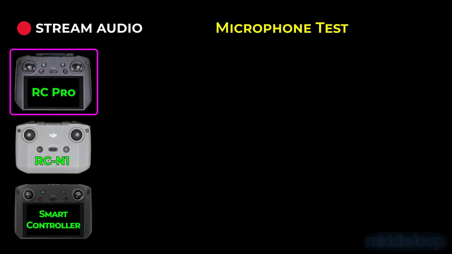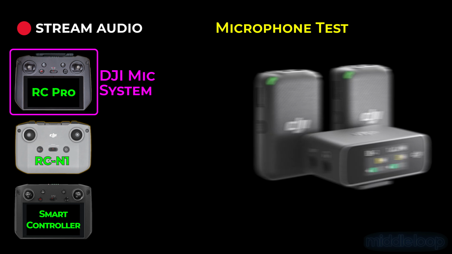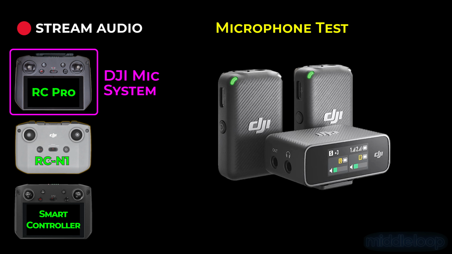We first tested the RC Pro. Now the RC Pro does not have an internal microphone, so we tested using the DJI mic system. At first, it was pretty distorted. I'd say unacceptable. So we tried turning down the output, first by 3 decibels and then by 6. It still was a little distorted, but I would now say it's usable.